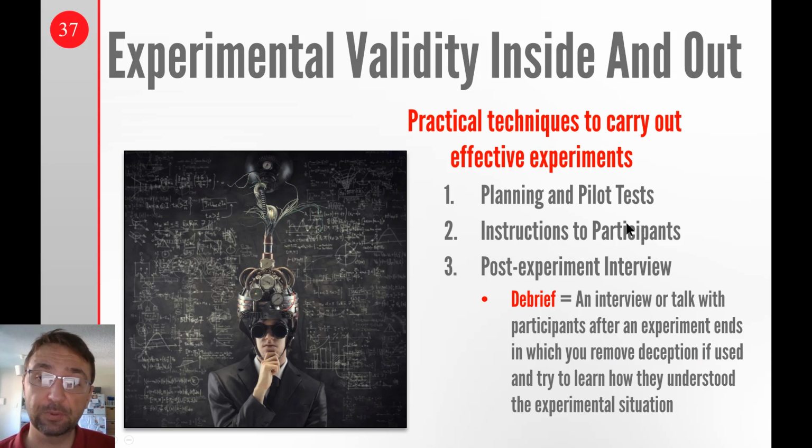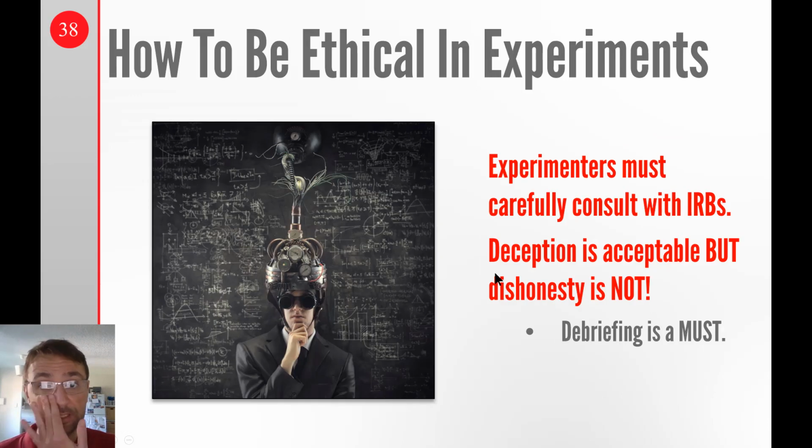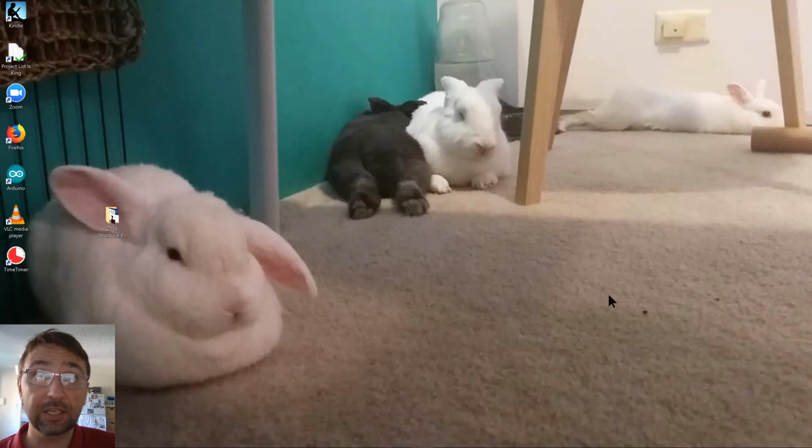In practice, make sure you plan and pilot your experiments. Make sure you give really clear instructions to participants. And after the experiment, particularly if you use any deception, you need to do a debrief. So explain that deception was used and re-obtain informed consent. Lastly, just a reminder, deception is acceptable if it's minimal and it's necessary and you've got approval, but dishonesty is not. Debriefing is a must. Okay, that's the end of the slides.